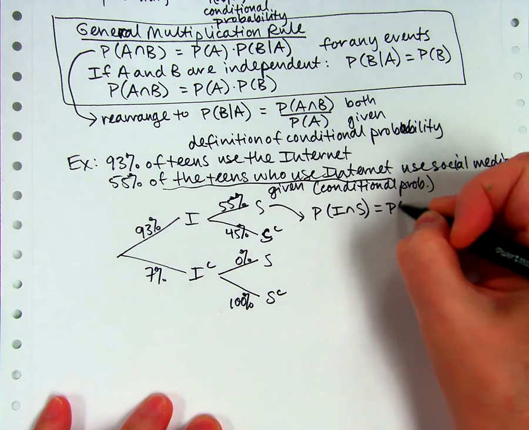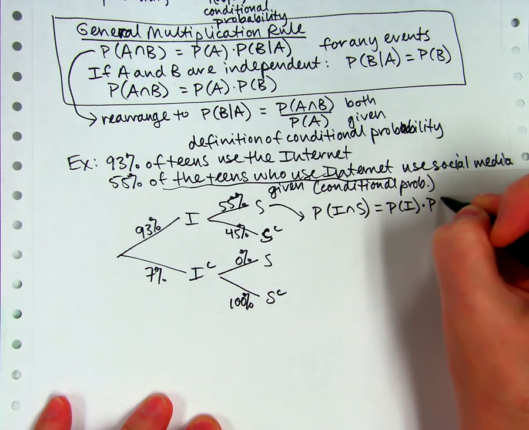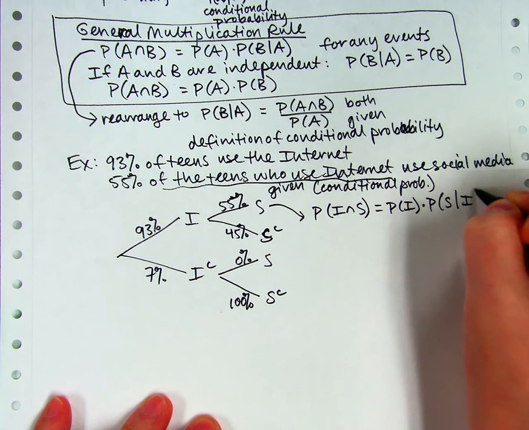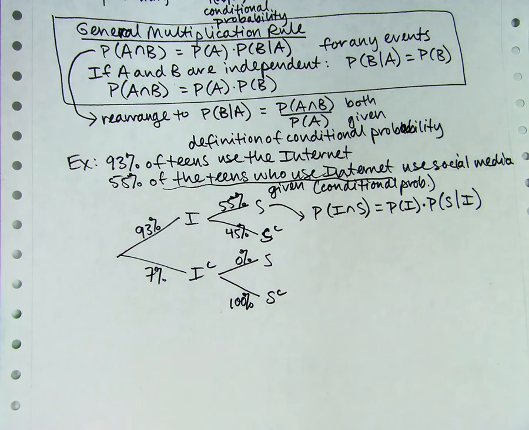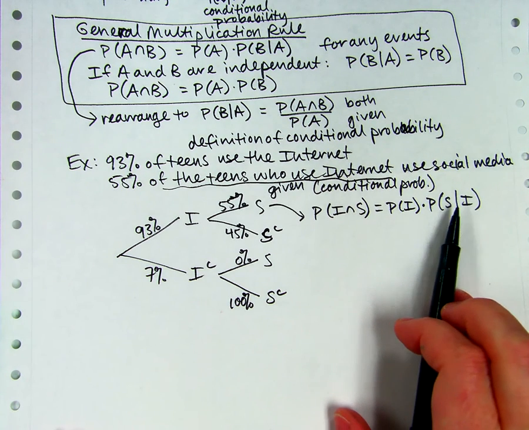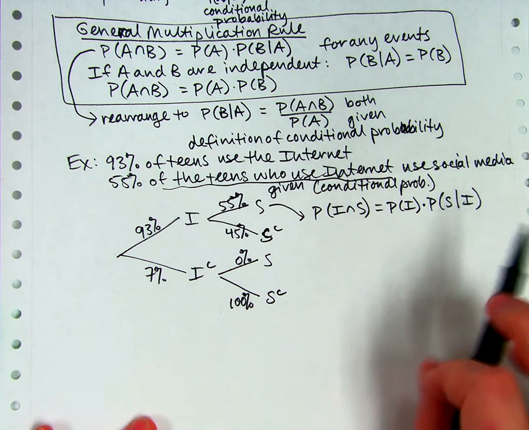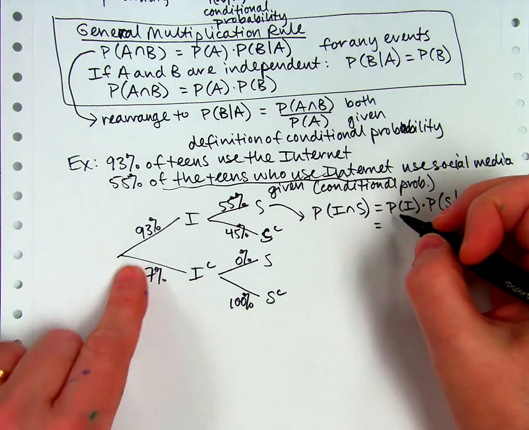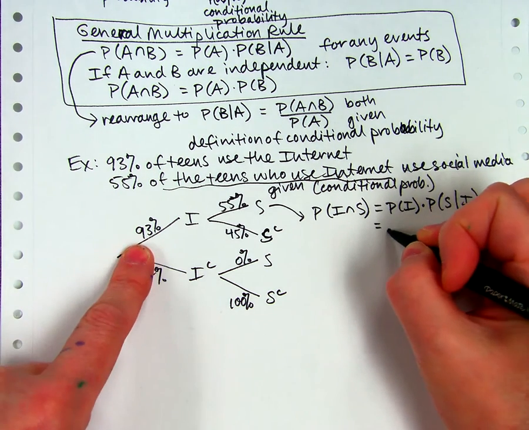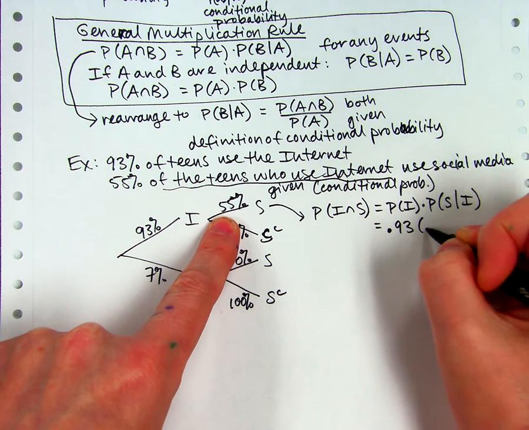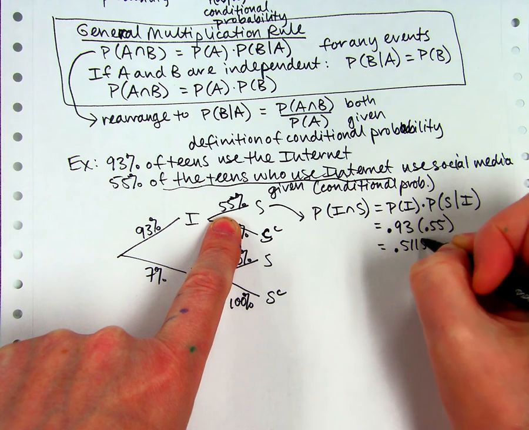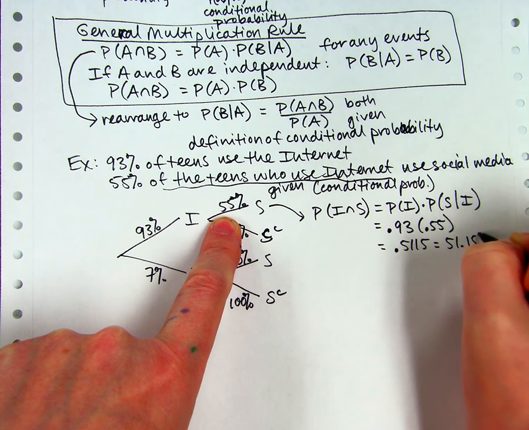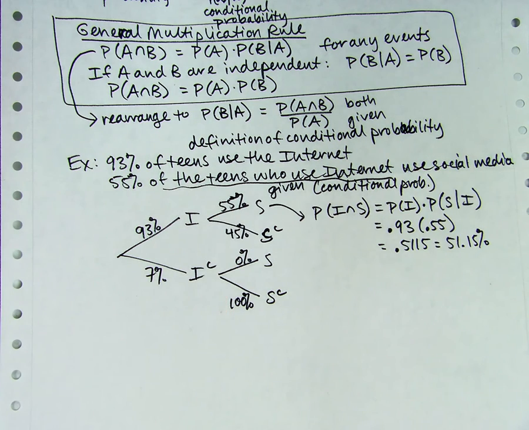You would do the probability of internet times the probability of social media given they use the internet. And to me, it helps to write it in symbols, and it also helps to say it out loud in words. So internet times probability of social media given that they use the internet, that helps me. And then we're going to multiply. To multiply percents, you need to change them to decimals. So 0.93 times 0.55, and that comes out to 0.5115 or 51.15% of all teens in the survey use social media and the internet, both.